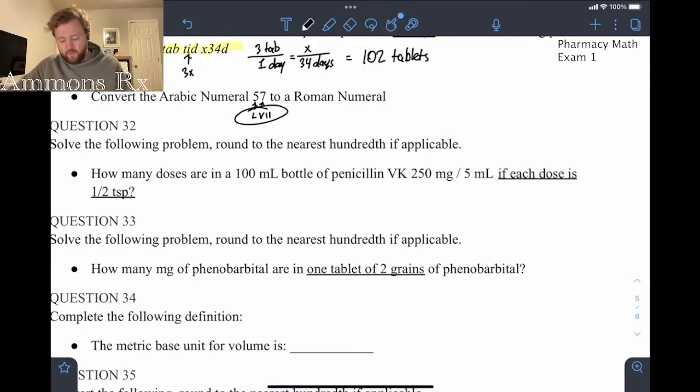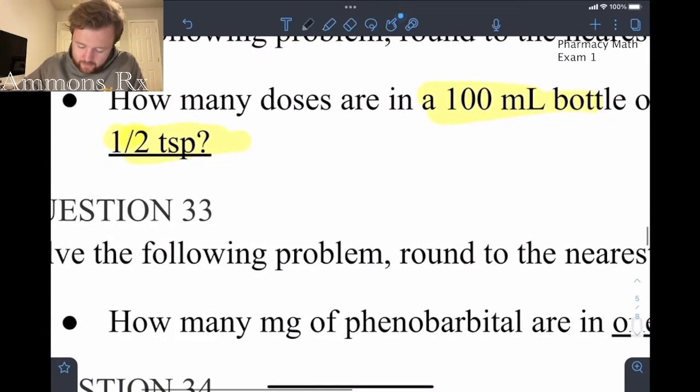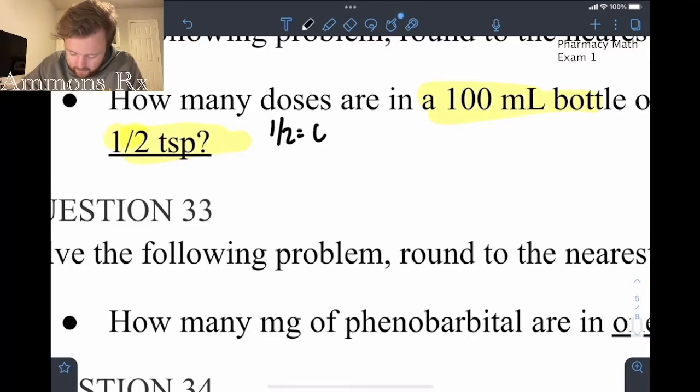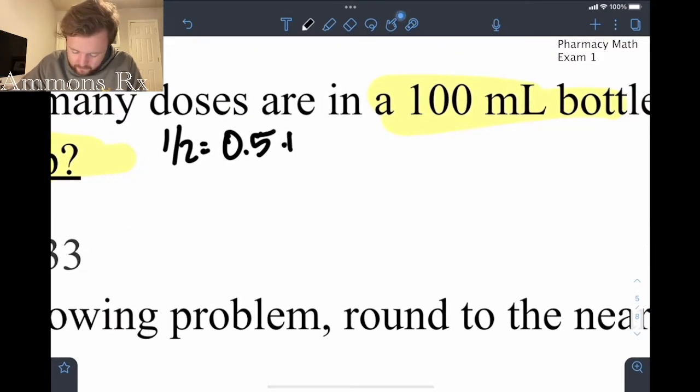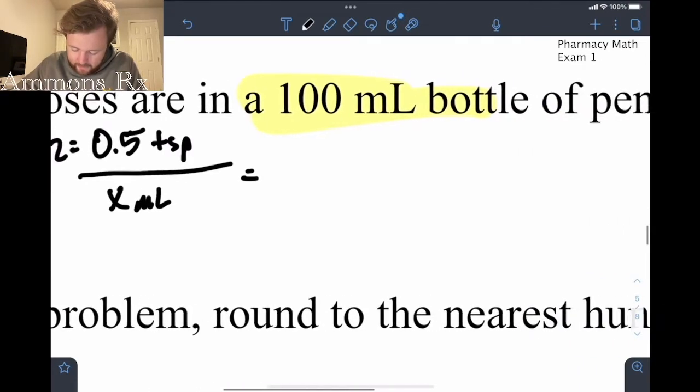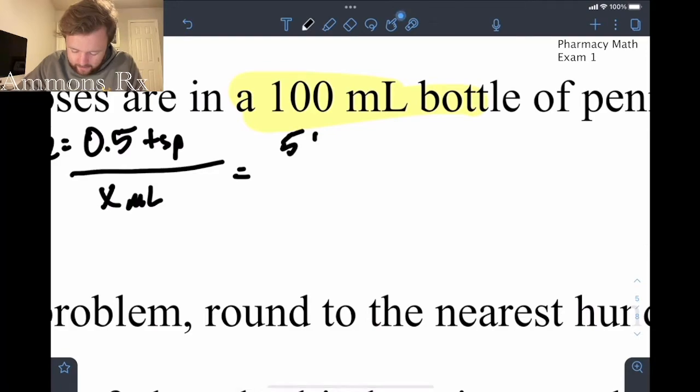How many doses are in a 100 milliliter bottle, if each dose is 1/2 teaspoon? So really you don't need to know 250 per 5 mils. You just need to know how many times you can pull out 1/2 of a teaspoon out of 100 mils. So what I'm going to do is turn teaspoon, by the way, 1/2 is 0.5. 0.5 teaspoon, how many mils? Because I personally know that there are 5 teaspoons.